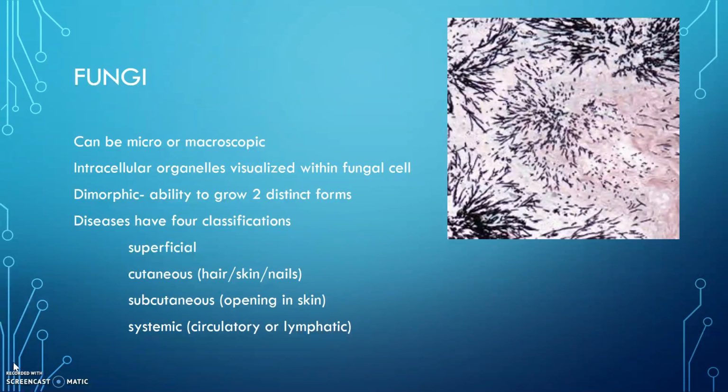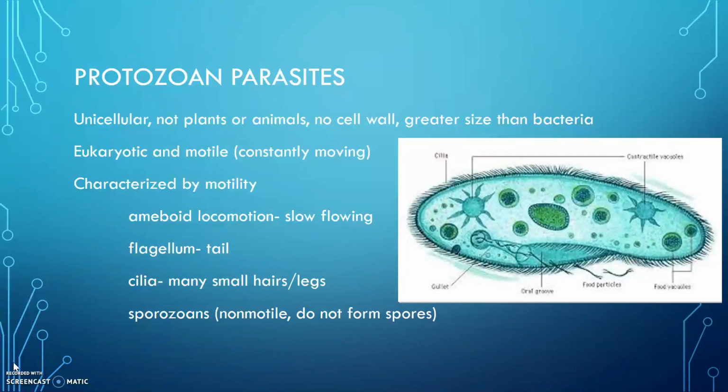Fungi can be micro or macroscopic, with intracellular organelles which are visualized within the fungal cell. Dimorphic means that they have the ability to grow in two distinct forms. Diseases have four classifications: superficial; cutaneous, which means it involves the hair, skin, and nails; subcutaneous, which means it entered from an opening in the skin; and systemic, which means either circulatory or lymphatic.